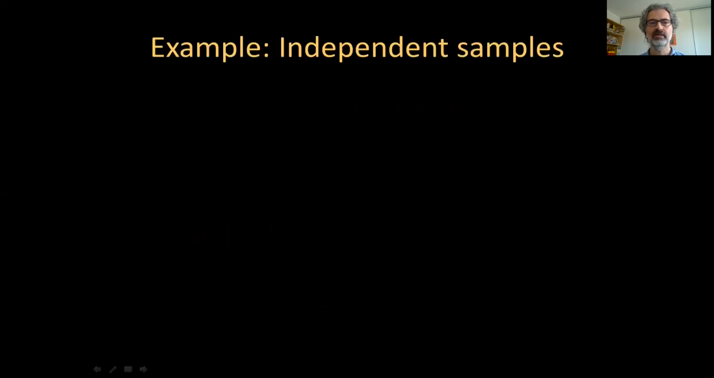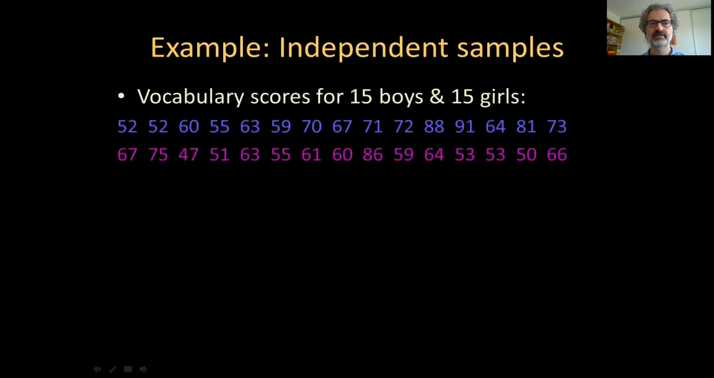The first example will concern independent samples, and we're going to use the familiar situation with vocabulary scores for 15 boys and 15 girls. So these are actual vocabulary raw scores from a receptive vocabulary test. And these are the values for the boys in blue and the values for the girls in purple. To run a non-parametric test on these two groups and test whether the two groups come from different distributions, we first need to convert them to ranks.